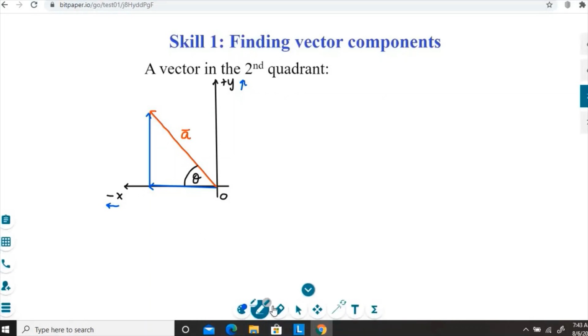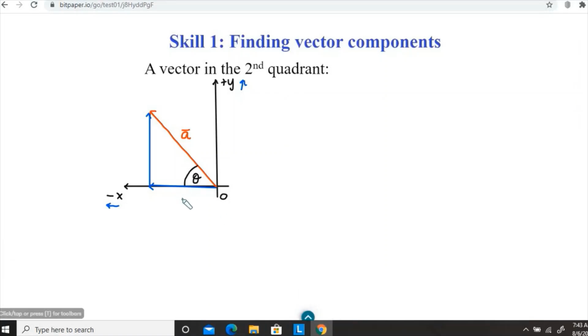I'm going to label them as ax vector and ay vector. Just like in the previous case, you can see from the head to tail arrangement of these component vectors, we can get A vector is equal to the vector sum of ax vector plus ay vector.